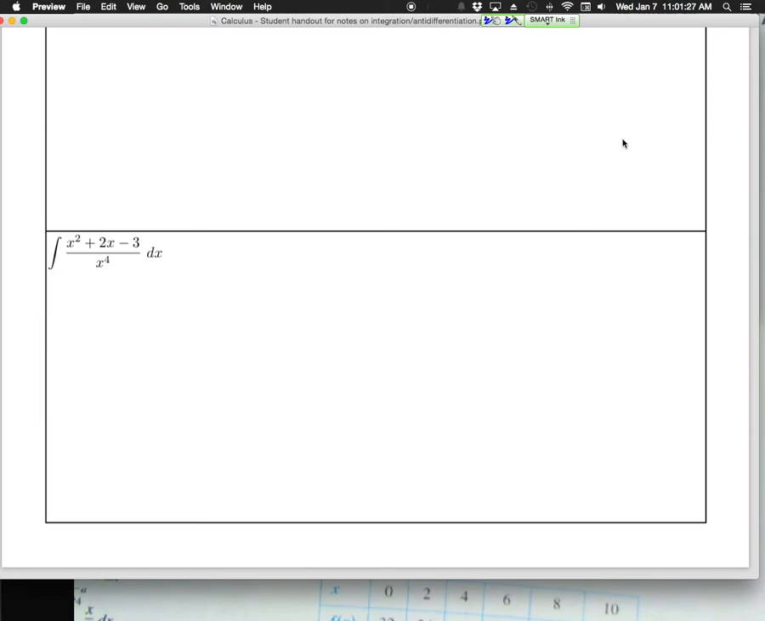What I want to do is, if I have a polynomial divided by a monomial, I want to divide each one of these things by the bottom. So I want x squared over x to the fourth plus 2x over x to the fourth minus 3 over x to the fourth. Then I want to reduce it and make sure everything's in the numerator.